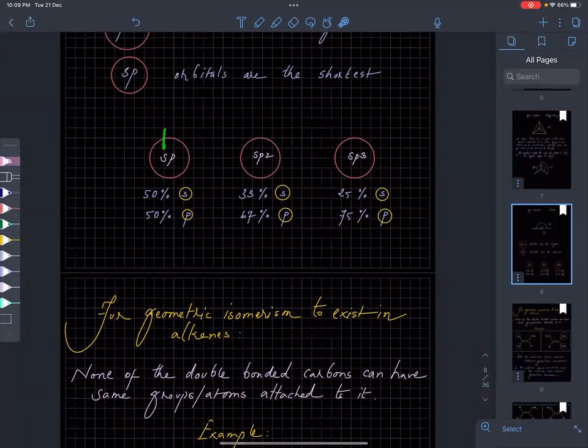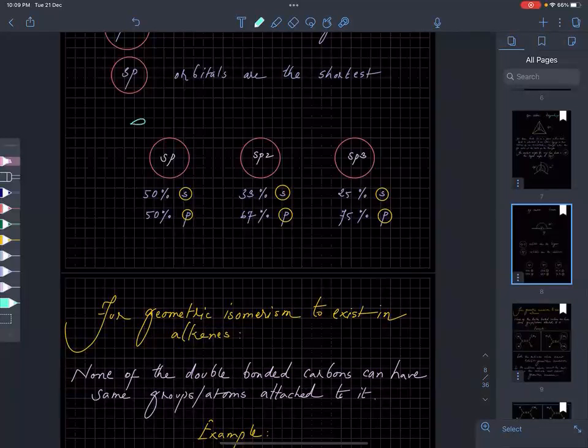Here it is 50-50, here it is 1:2, here it is 1:3. That means the sp orbital will be a little bit shorter, because the s character is more. sp2 will be longer, and sp3 will be the longest. You know why? The shape of p is the dumbbell, right? And the shape of s is a circle, spherical. That's why sp will be short and sp3 will be long.